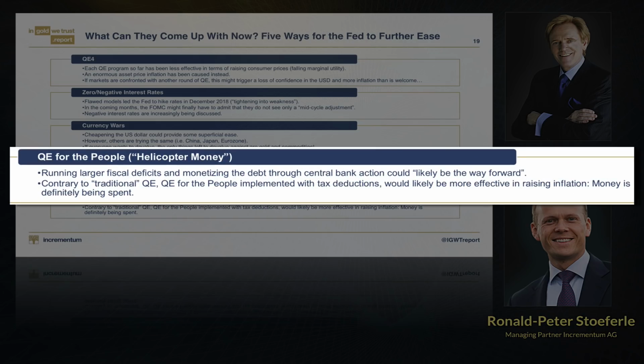Okay, and the last topic on this page is the scariest one, QE for the people, and then the famous term helicopter money. And I believe that came from Milton Friedman, talking about like the last ditch effort you can do to try and stimulate inflation is drop money from helicopters.